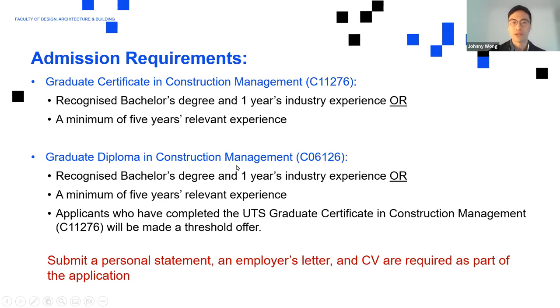For the graduate diploma in construction management, the admission requirement is very similar. We require applicants to have a recognized bachelor's degree and 1 year of industry experience, or a minimum of 5 years relevant experience. Those applicants who have completed the UTS graduate certificate in construction management will be made a threshold offer. And in your submission of the documents, make sure you also submit a personal statement, an employer's letter, and a CV as part of the application.